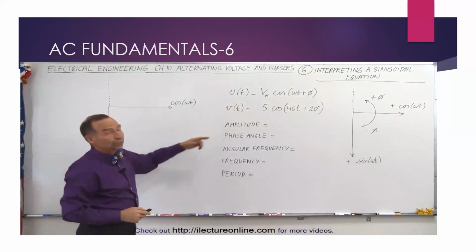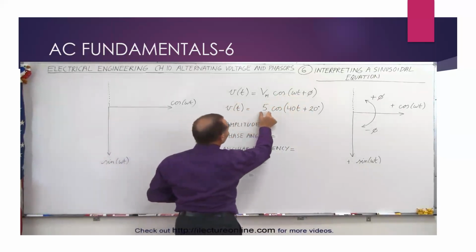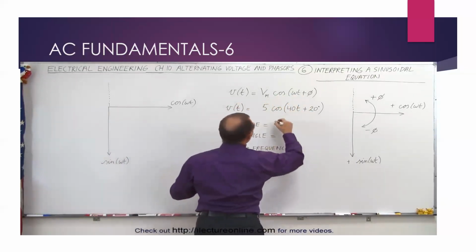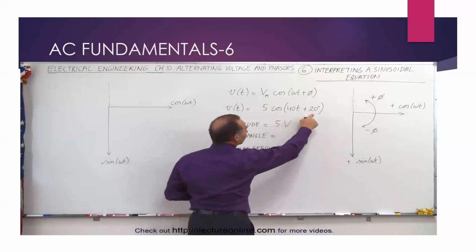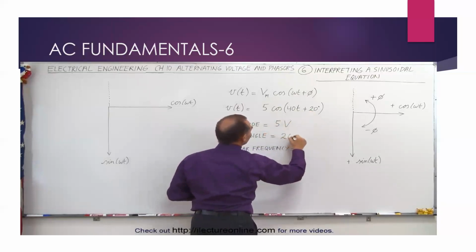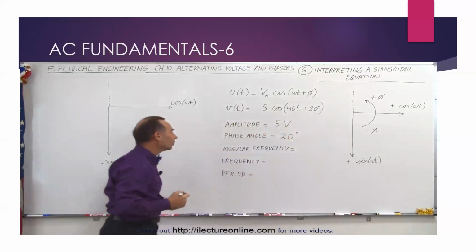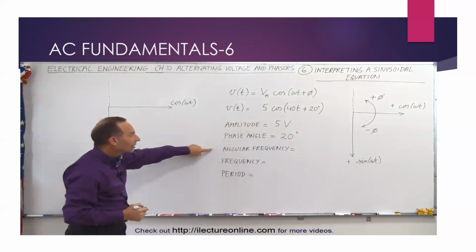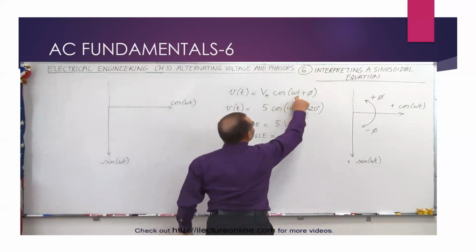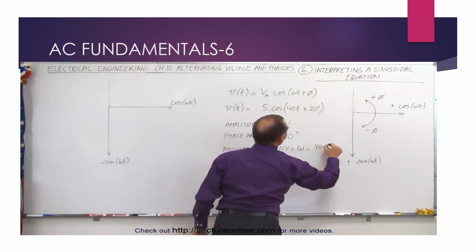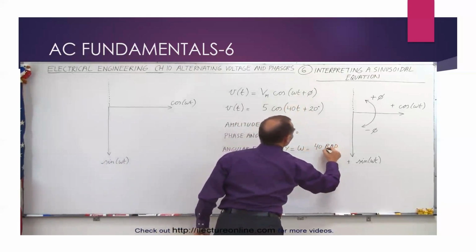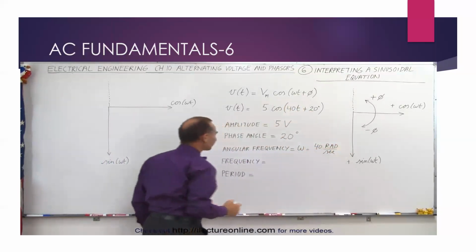So first of all, the amplitude. The amplitude is the number from the function right here, so 5 volts, and yes, the units are volts. The phase angle here is plus 20 degrees, and the units there are degrees. The angular frequency, the unit there would be radians per second, and it's the number multiplying t, omega. So omega is equal to 40 radians per second, which is the unit for angular frequency.